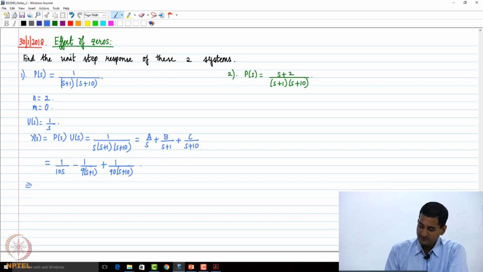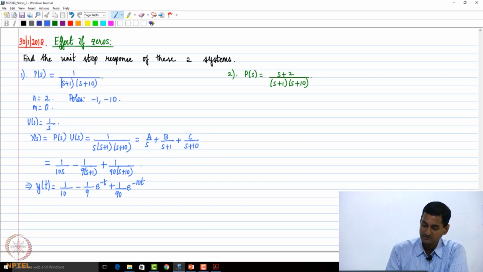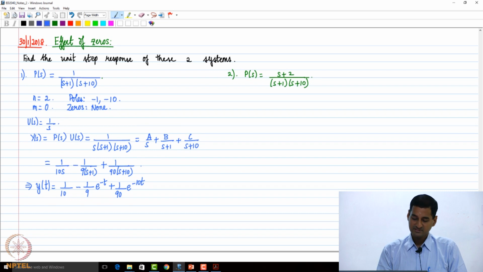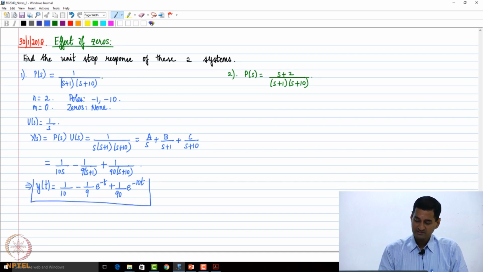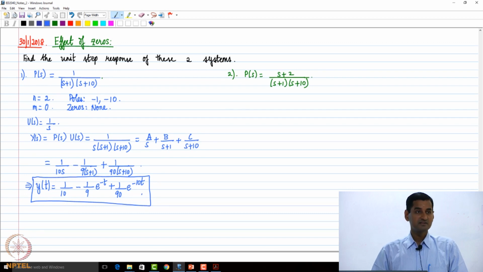So with this, if you take the inverse Laplace transform, we are going to get 1 by 10 minus 1 by 9 e power minus t plus 1 by 90 e power minus 10t. Of course, here the poles are minus 1 and minus 10. Zeros, there are none, as far as this particular transfer function is concerned. So this is the output function for this particular system. Is it clear?